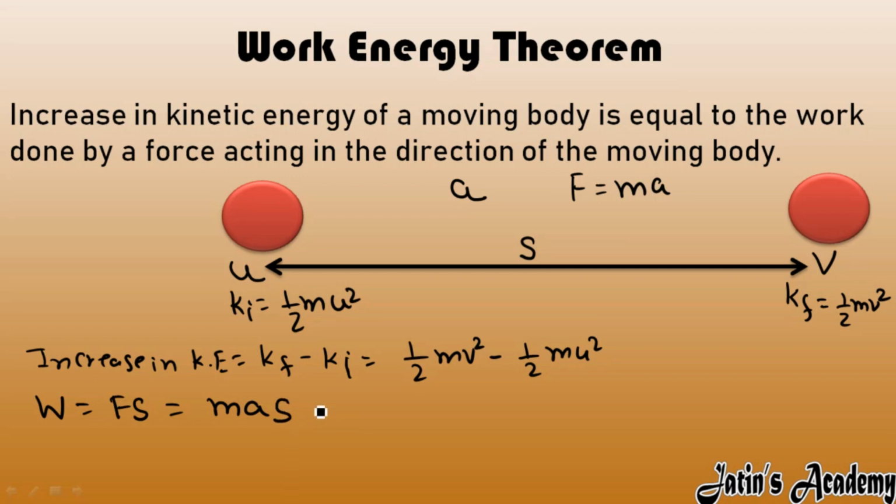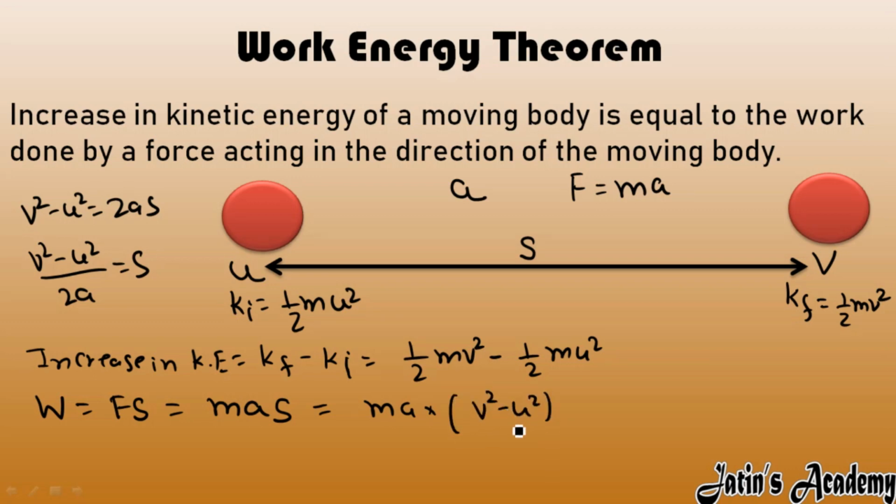Now from the third equation of motion, v square minus u square is equal to 2as. V is the final velocity, u the initial velocity. So from here let's calculate the displacement: s is v square minus u square by 2a. Now put the value of displacement here. So mass into acceleration into v square minus u square over 2a. Cancel it out. We get 1 by 2 m into v square minus u square. Now multiplying, work done is 1 by 2 mv square minus 1 by 2 mu square.